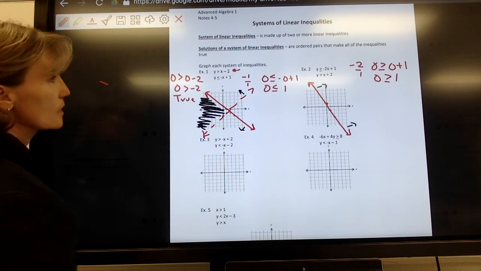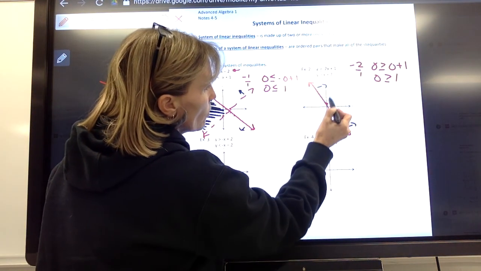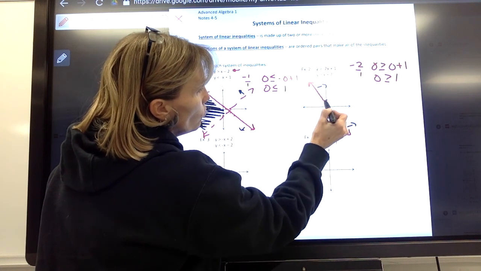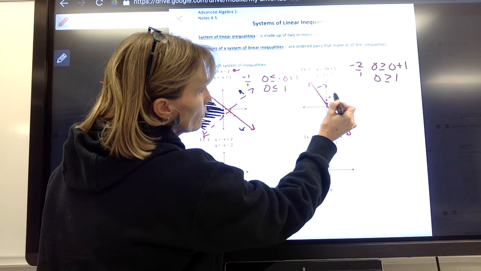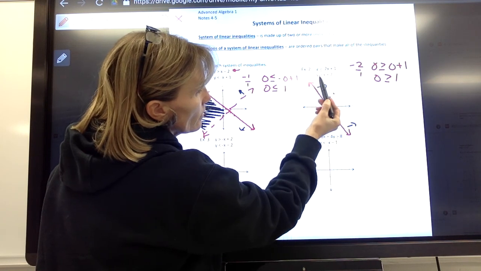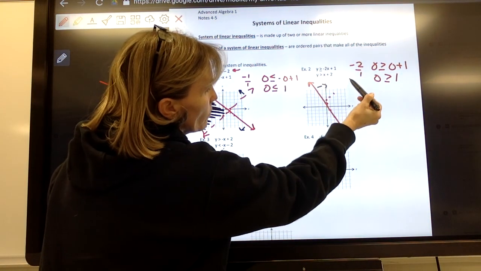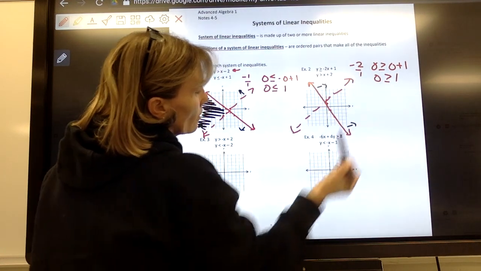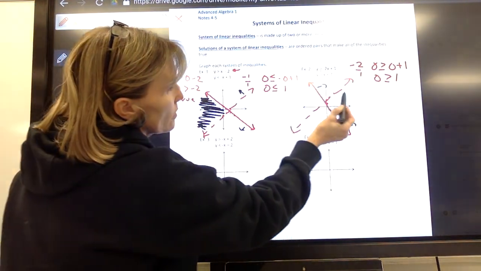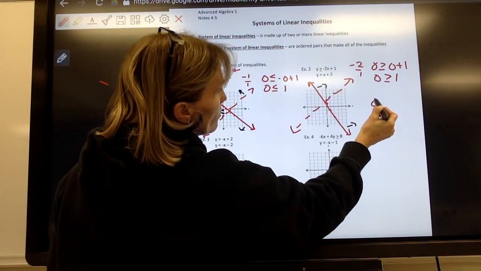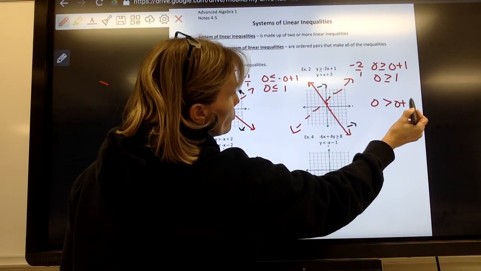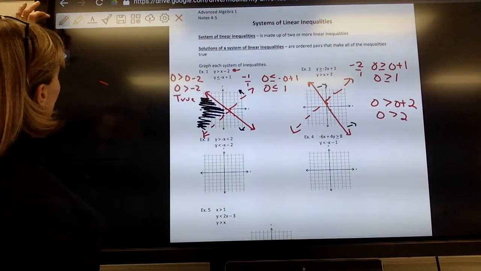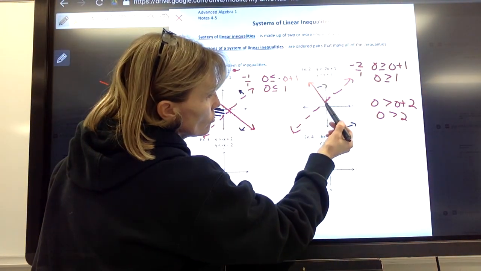Okay, if I graph that second line, that bottom one, I'm going to start at +2, and I have a slope of 1. So I rise 1 and run 1. This is just a greater than symbol, so it's going to be a broken line. If I put 0, 0 into that, I would have 0 is greater than 0 plus 2. 0 is greater than 2. That's false. 0 is not greater than 2.